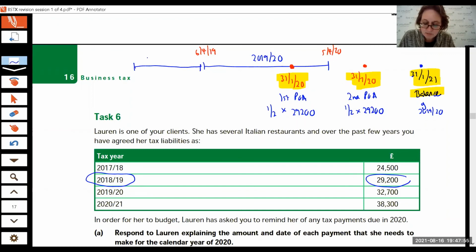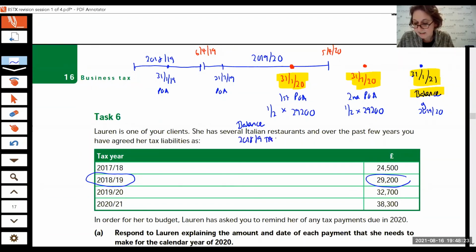Our previous tax year would have been 2018-19. In there we would have paid our first payment on account in January 19, and in July 19 our second payment on account. And then in January 20, we would pay the balance. So the balance of the 2018-19 tax would need to be paid on the 31st of January 20. So my timeline, I think, is super helpful for that.